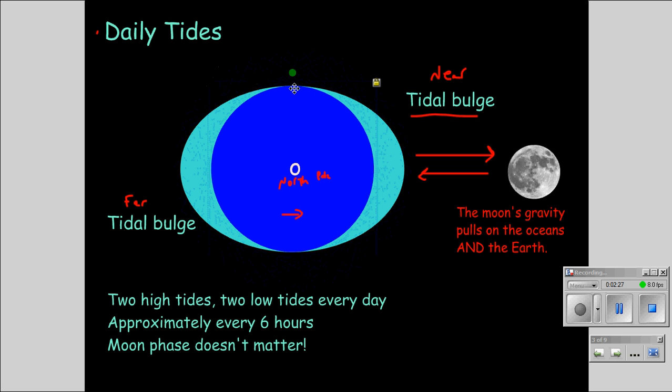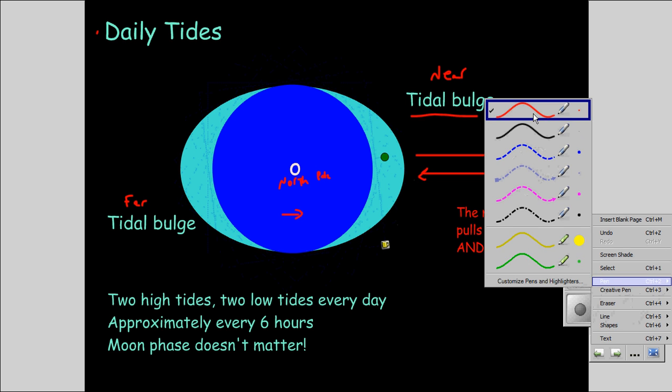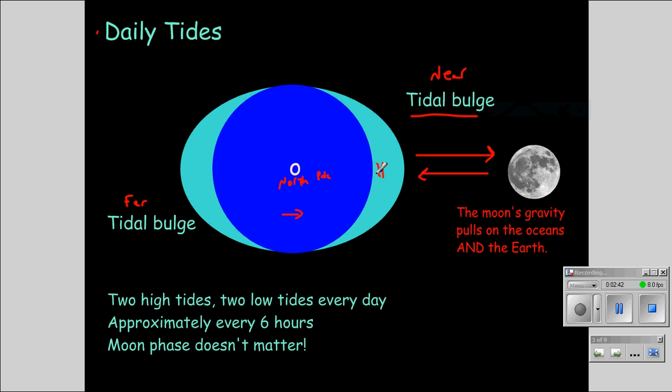Now when we rotate into a low tide, that's where we're rotating into an area basically where the water is thinned out because it's being pulled to both sides. So in the bulges, those are our high tides. And then where we're not rotating into a tidal bulge, those would be marked by the low tides.